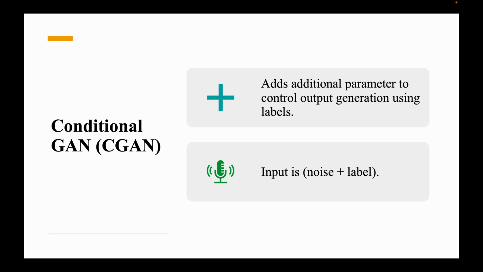Conditional GAN, or CGAN, adds an additional conditional parameter to control output generation by using labels. Therefore, the input here is noise and a label. The objective here is to allow the model to produce a certain type of output rather than generating random output. For example, a CGAN can generate a specific object like a dog or a cat according to the label provided.